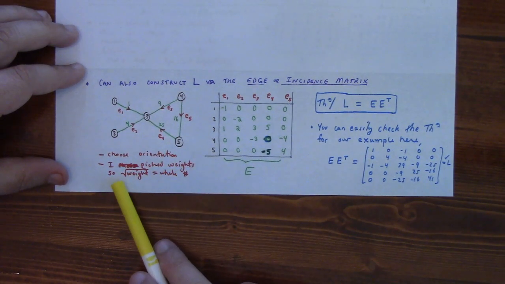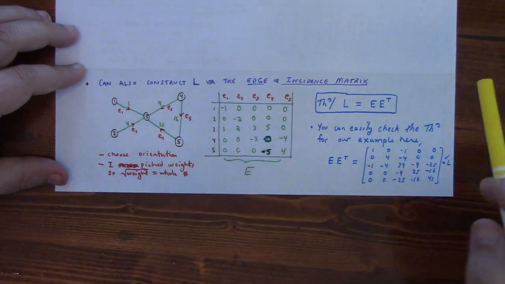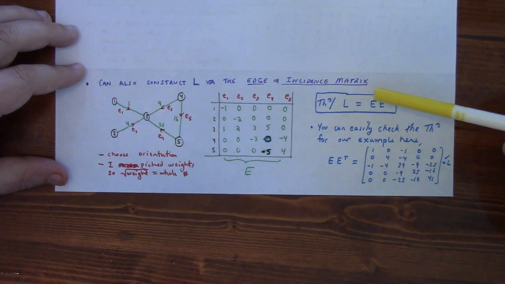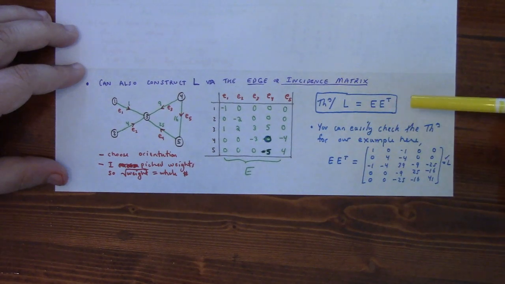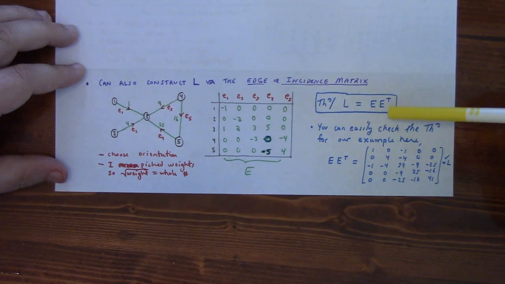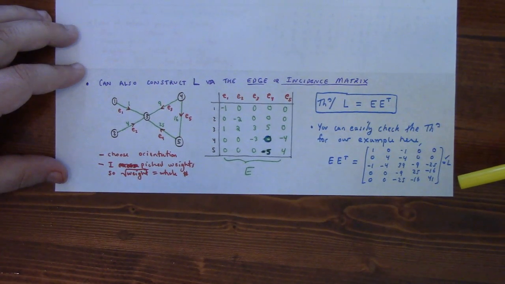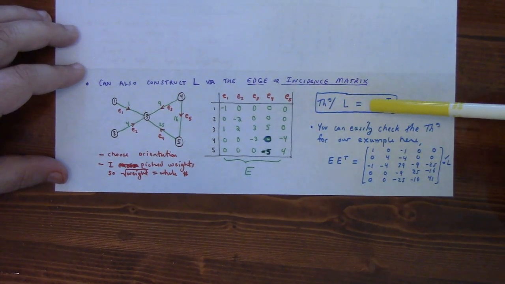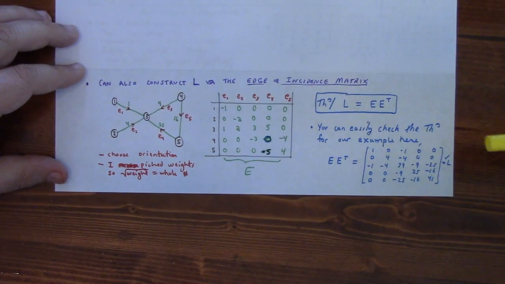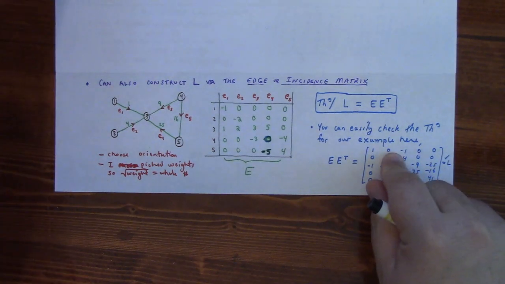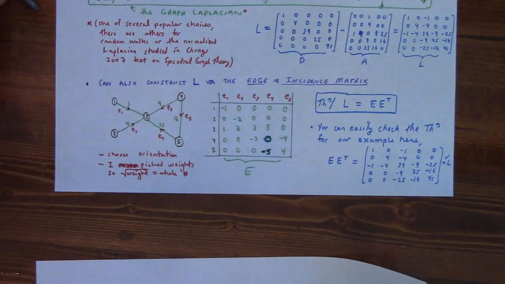I picked weights again so that the square root of the weight was a whole number for my convenience. But you can check that when you multiply the edge matrix by its transpose, and by the way, a lot of the things I'm reading use a star for transpose. Anyway, if you multiply E times E transpose, you get back the graph Laplacian. You can easily check this claim. For our example, it gives you back the same graph Laplacian. That's just a simple matrix multiplication.